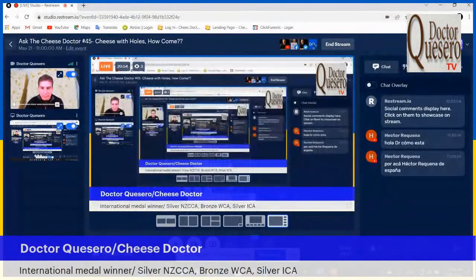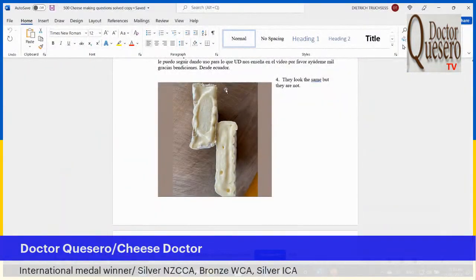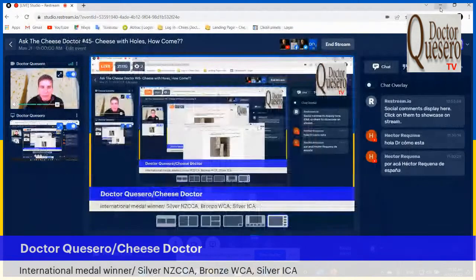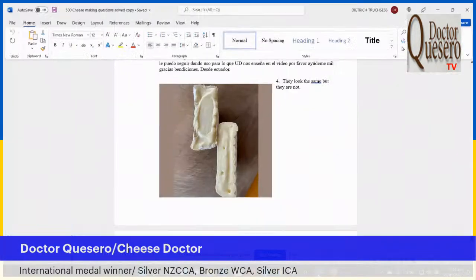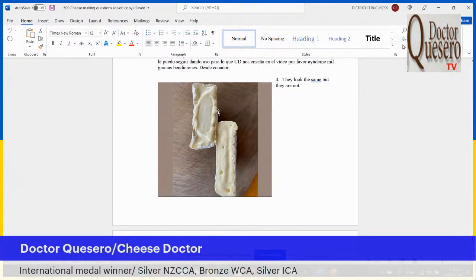It's about a cheese. I'm going to show you a cheese so you can have a look. Let me share the screen again. Okay. So look at that. See this cheese, okay? Wait, are we here? Yeah, here. See this cheese. It says here they look the same, but they're not. Correct. That's true.